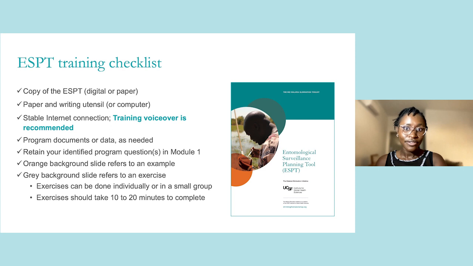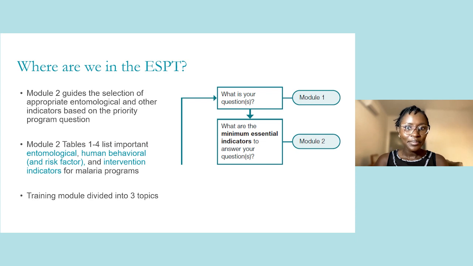You may need audio earphones, functional speakers, and a stable internet connection in order to participate, depending on your training setting. We do recommend the voiceover in English if it is appropriate. And as a reminder, an orange slide refers to our illustrative example, and a gray slide refers to a participant exercise, which can be done individually or in a small group, and it is estimated to take between 10 to 20 minutes to complete. Before we get started, let's take a minute to review where we are in the ESPT.